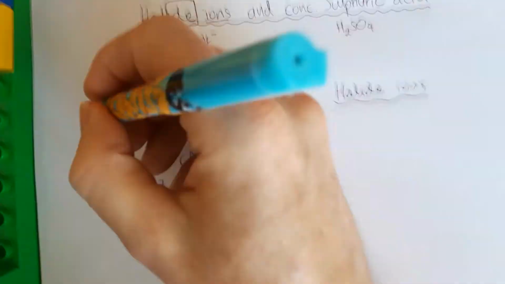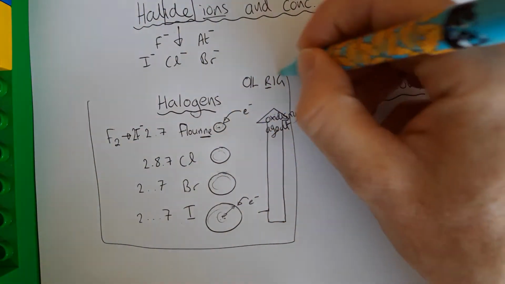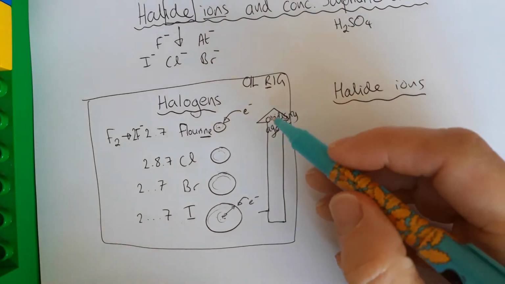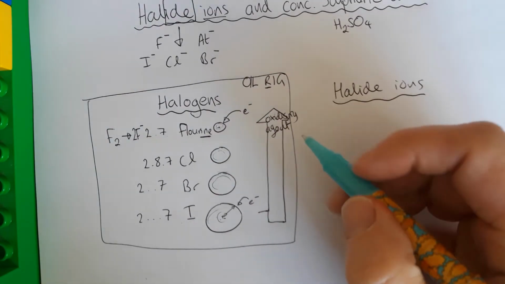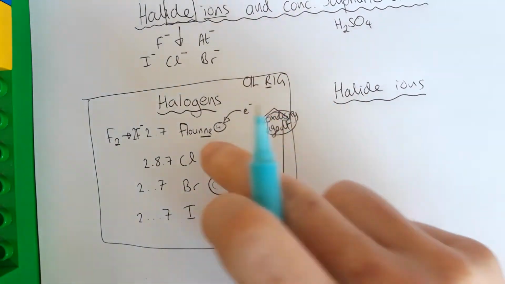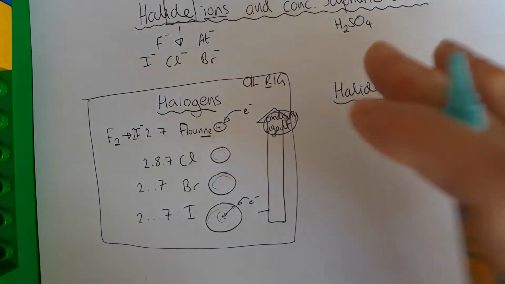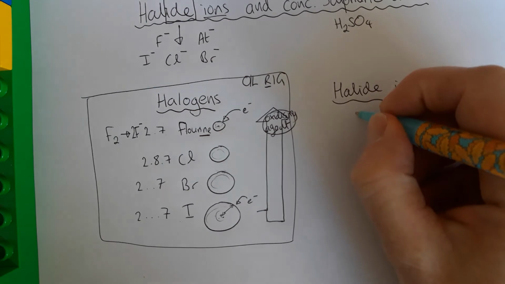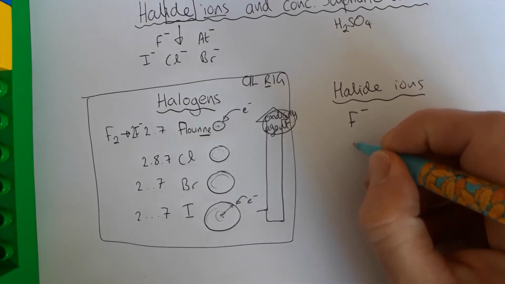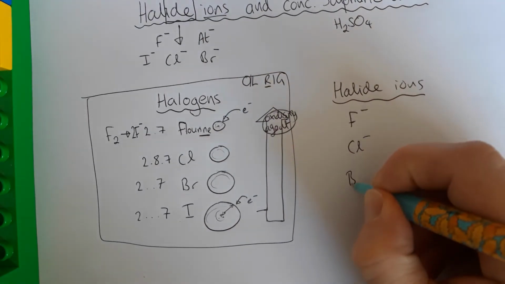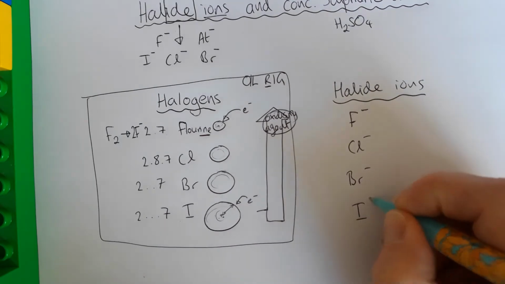Okay, so we've got that, and that was a bit of revision. That as you go down the group in the halogens, they get less good at gaining electrons. So that means the best oxidizing agent is fluorine. So now we've got a situation there, which is the basis for this video, the halide ions. So now I'm going to draw F minus, Cl minus, Br minus, and I minus.